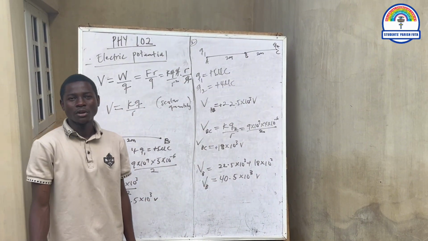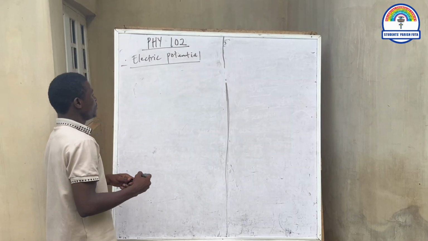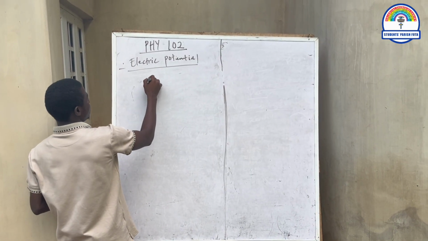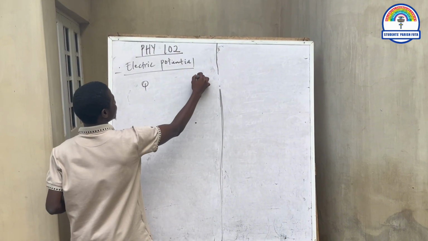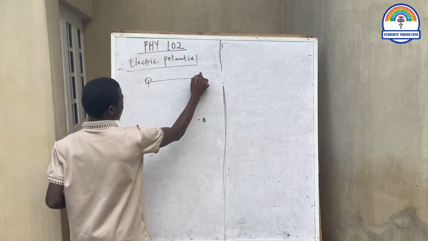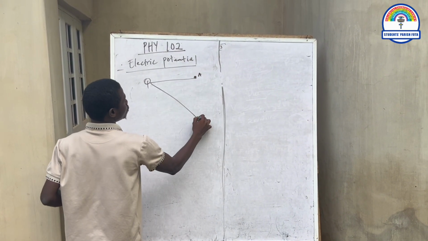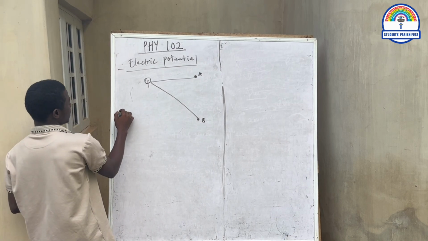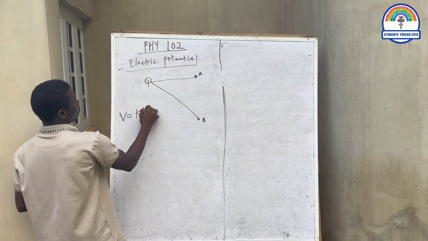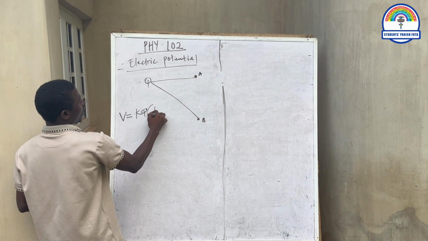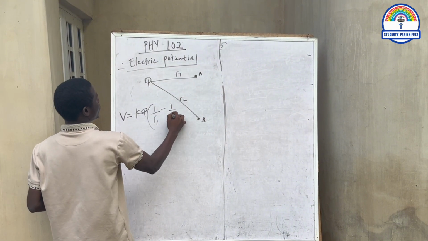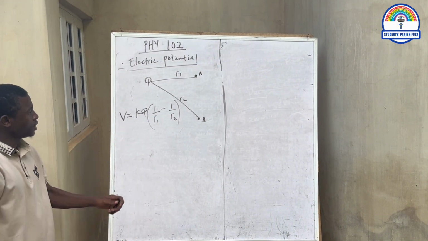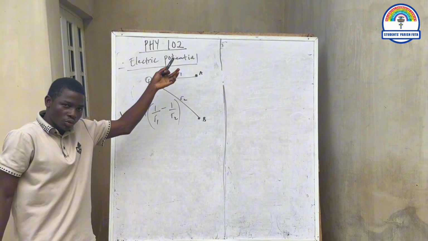So let's take another question. What if you have a charge here? You have to get the potential difference between two points A and B due to this charge. How would you do that? There is a formula for that. That is V equals KQ times (1 over R1, the distance between here and here, minus 1 over R2). This is just the formula, the same charge at these two distances.